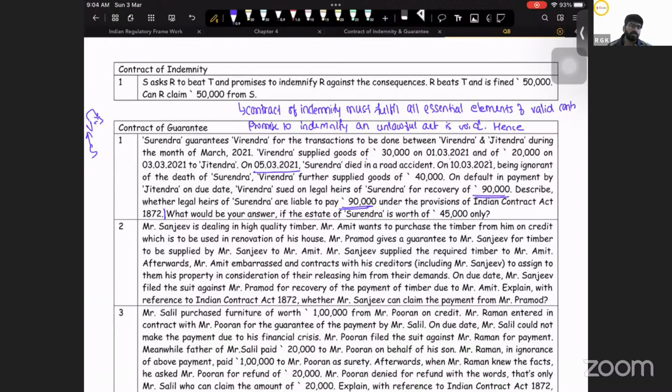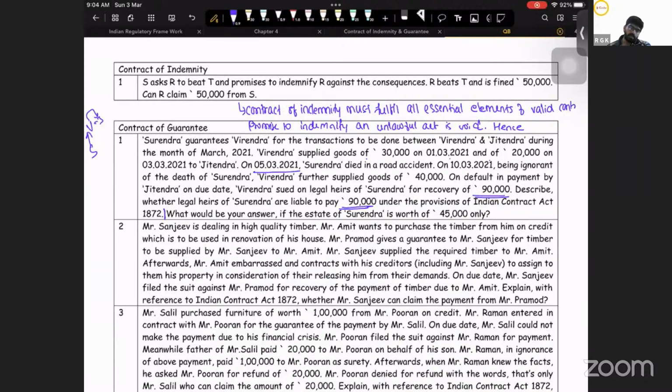We have discussed in yesterday's class itself that in case of a continuing guarantee, when the surety dies, the continuing guarantee stands revoked as to future transactions. That means the surety's estate will be liable only to the extent of transactions done till the date of death. Whether the death is known or unknown to the creditor, irrespective of that, the surety's estate can be held liable only to the extent of acts done till the date of death.